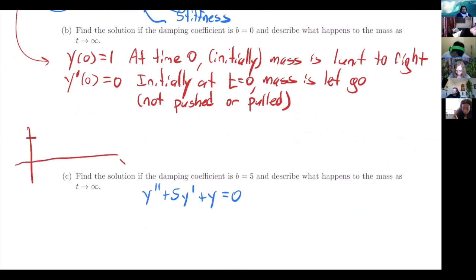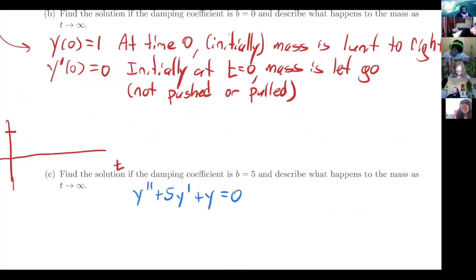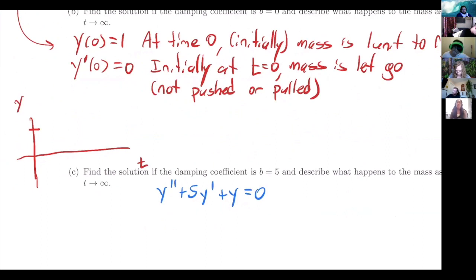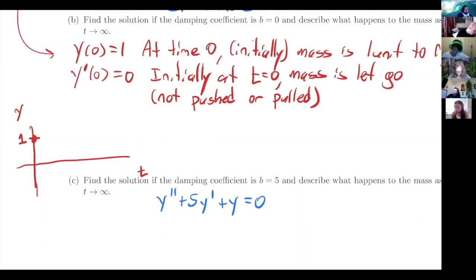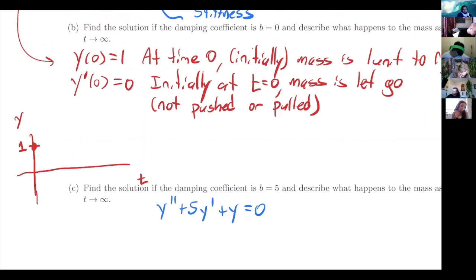So if we're plotting our position versus time, sorry, I should have time over here. Okay, all we know is at time 0, we're located over here, and the slope should be 0 at that point because its derivative is 0. Okay, and so to solve this differential equation, any questions about interpreting those initial conditions?